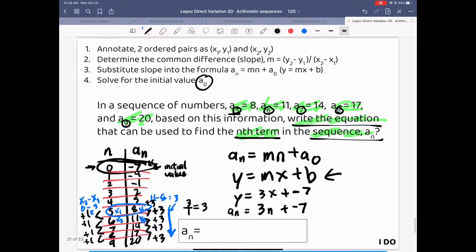I'm going to go ahead, and that's one way. I'm about to erase this.